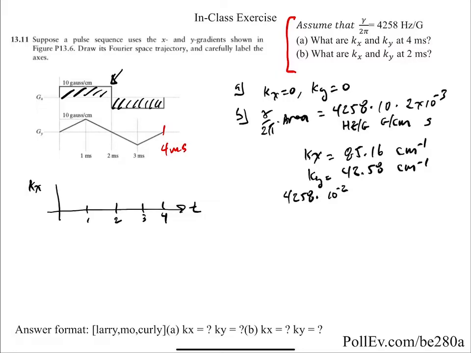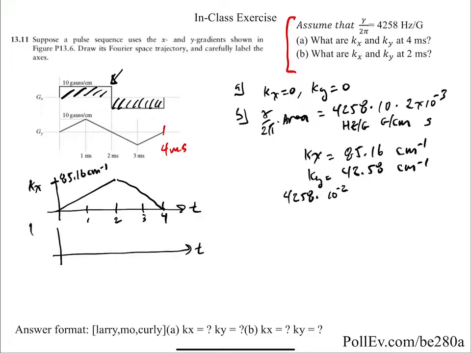It's going to increase how? Linearly, right? So all you would have to do is draw it this way. And you know it's going to go to 85.16, right? And then what happens from time t of 2 to time t of 4? It's going to decrease back to 0, right? Okay? So that's what that would look like.